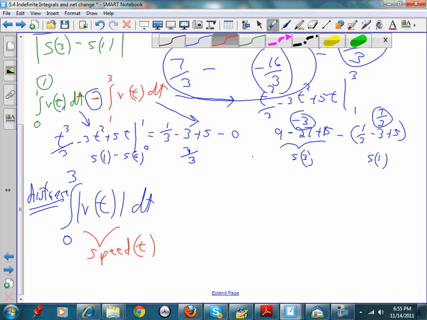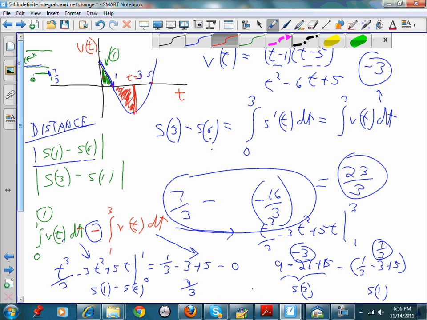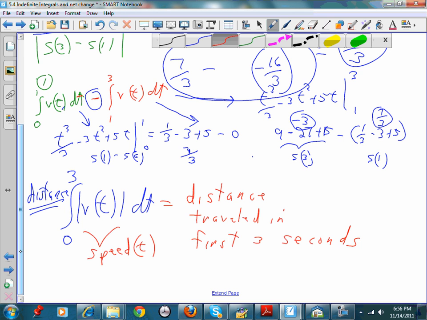So this makes perfect sense. If we integrate speed over time, we're going to get distance traveled in the first 3 seconds in this case, right? So again, if you wanted to redraw this curve and make it speed, you would just redraw a function here. It would come down, but instead of going below, it would come up like this and then over.